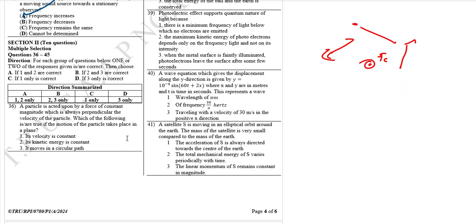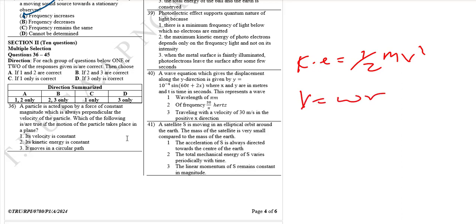Now, since the magnitude of the speed is constant, it implies that the kinetic energy is constant, since KE is equal to half mv squared, and v is simply given by omega r, so kinetic energy will be half m omega squared r squared, and that's a constant, and it moves in a circular path. So we see here that only options 2 and 3 are correct, so the correct option here is B. Go to the next question, 37.